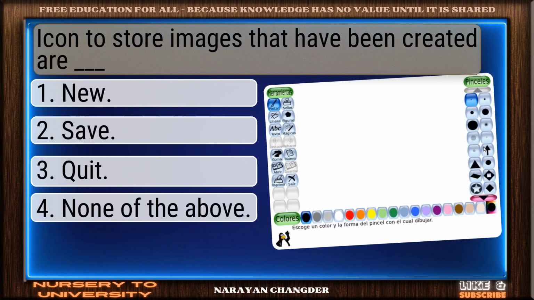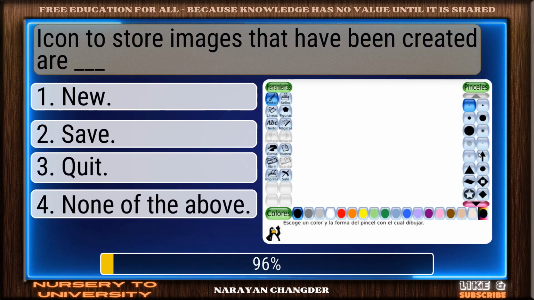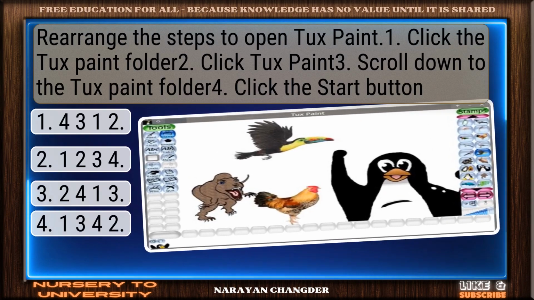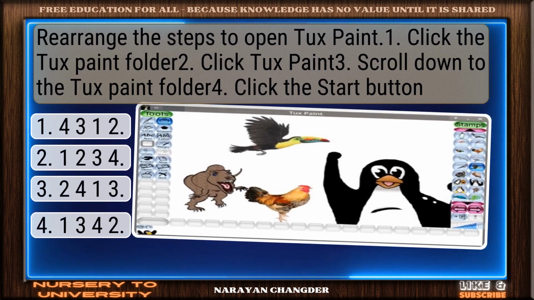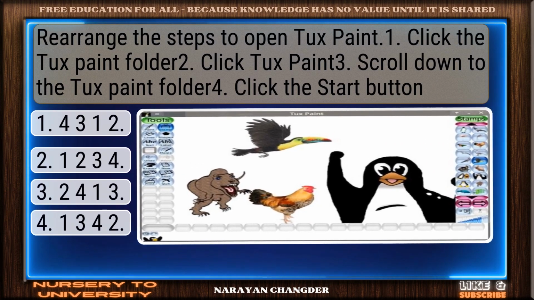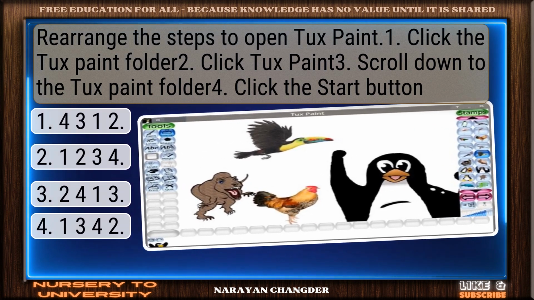Icon to store images that have been created is dash. Excellent choice. Save is right. Rearrange the steps to open Tux Paint. Point 1. Click the Tux Paint folder. 2. Click Tux Paint. 3. Scroll down to the Tux Paint folder. 4. Click the Start button.